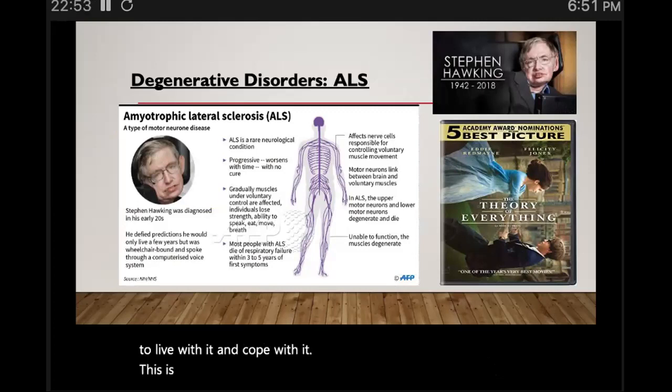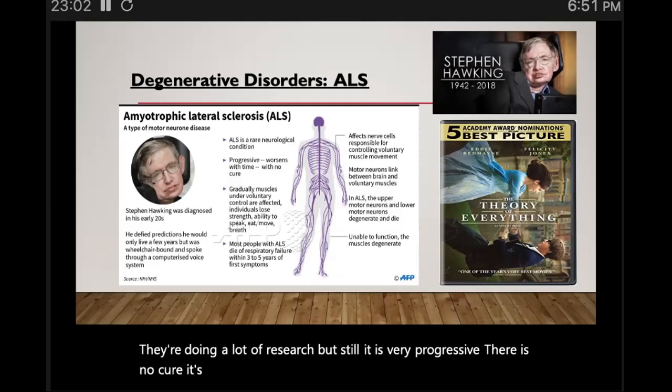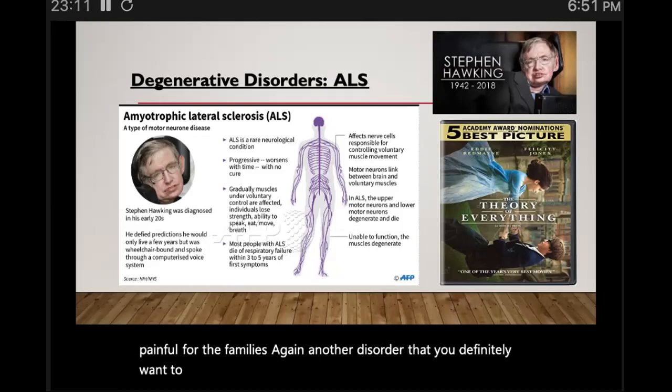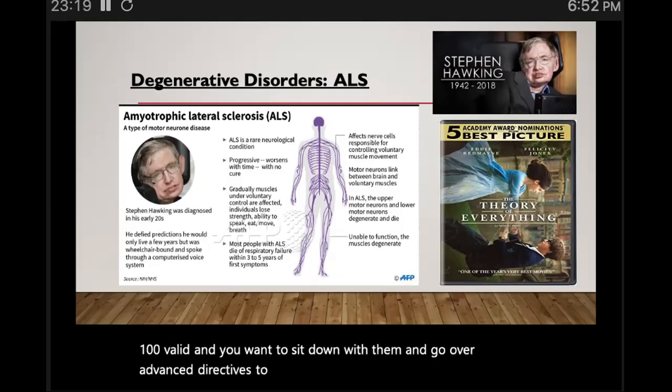This is a very sad disease. There's not a whole lot known about it. They're doing a lot of research, but still it is very progressive. There is no cure. It's a very rare neurological condition, and it is very, very painful for the families. Again, another disorder that you definitely want to sit down with families as soon as it becomes apparent that this diagnosis is 100% valid, and go over advance directives to make sure that the patient is very well aware of the potential of what may or may not happen.